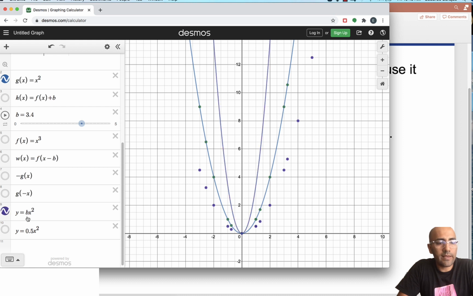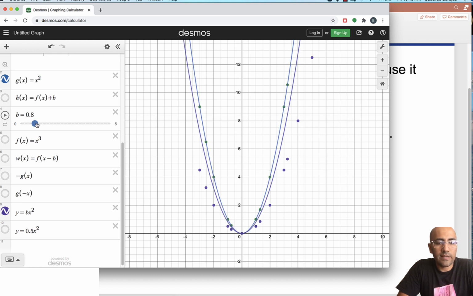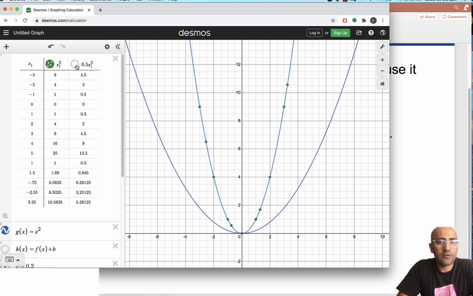In general, if we're going to be multiplying by a constant that is bigger than 1, it makes it skinnier and skinnier and skinnier. The bigger that number, the skinnier it gets. When we multiply by 1, of course, then we just get the original function. And if we multiply by a decimal between 0 and 1, it gets wider and wider until we multiply by 0, which gives us the horizontal axis. Good. Any questions about that?